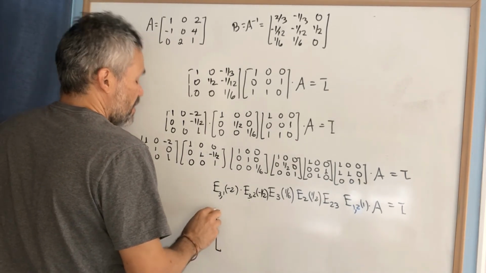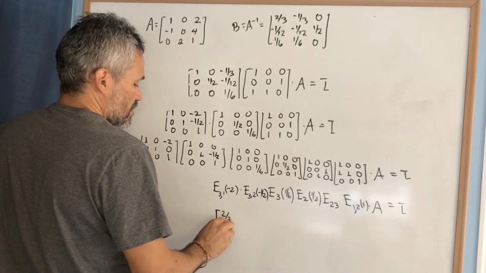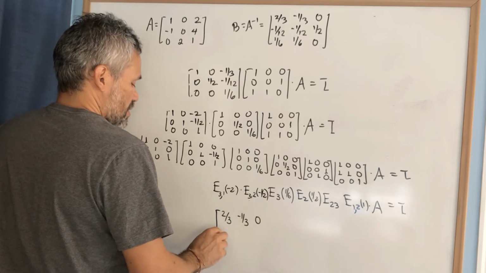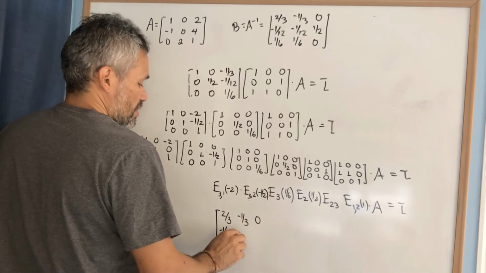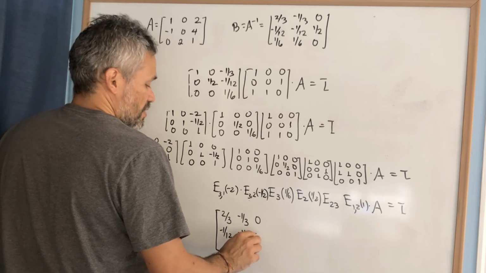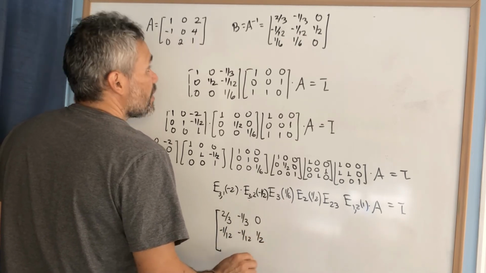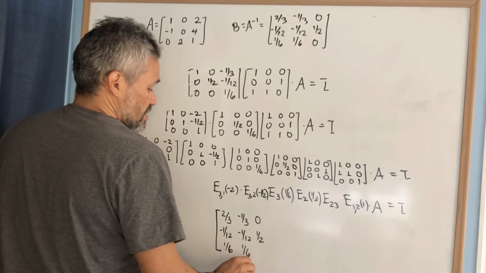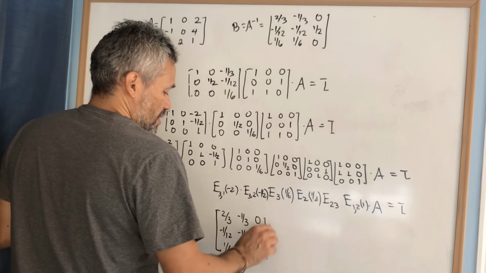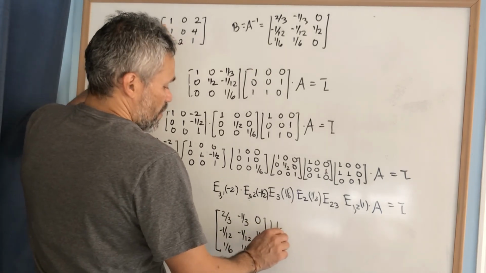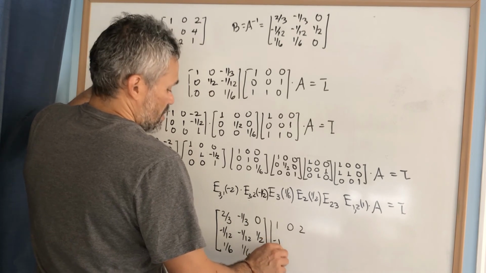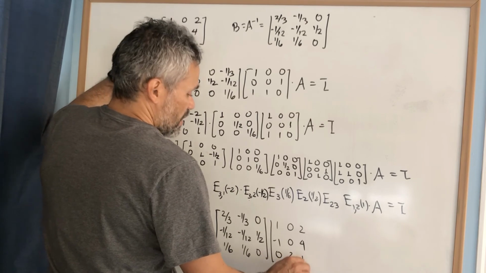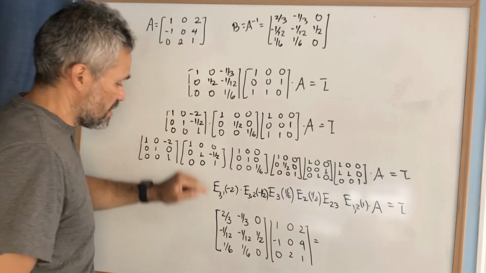Also, if we have 2/3, negative 1/3, 0, negative 1/12, negative 1/12, 1/2, 1/6, 1/6, and 0 times the matrix 1, 0, 2, negative 1, 0, 4, 0, 2, 1. This is supposed to be the identity matrix.